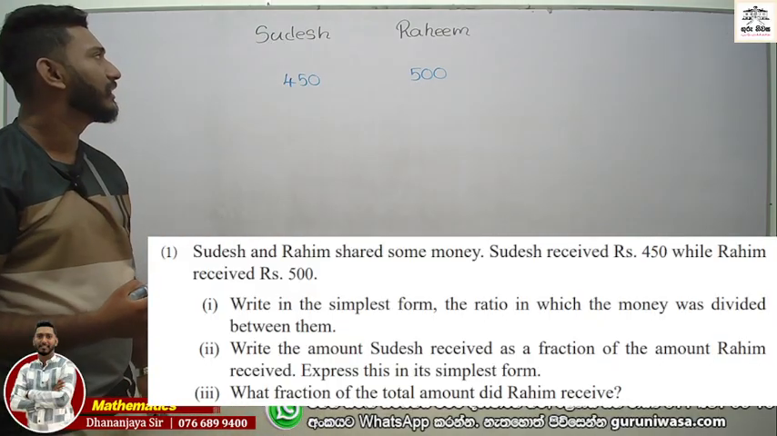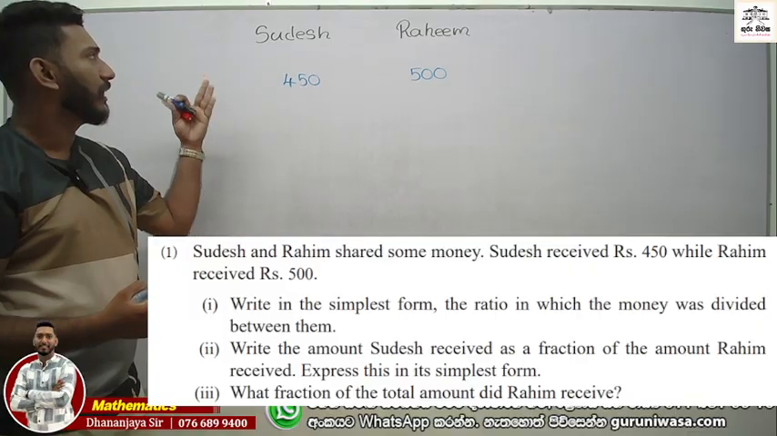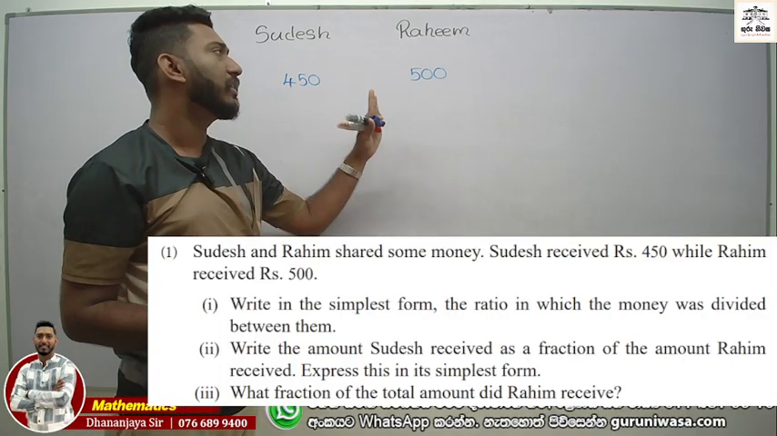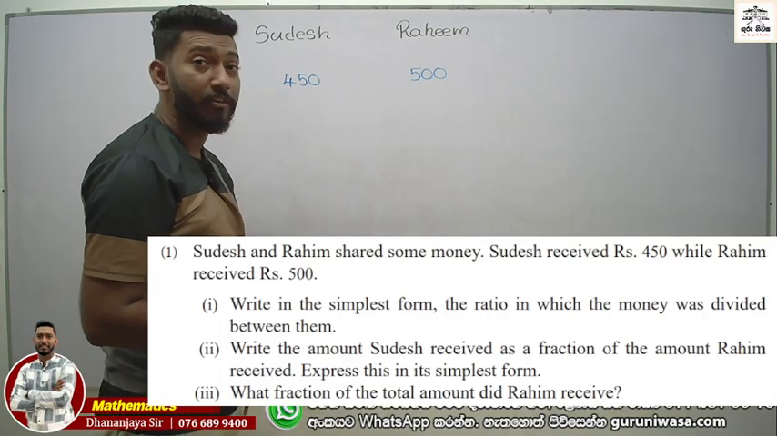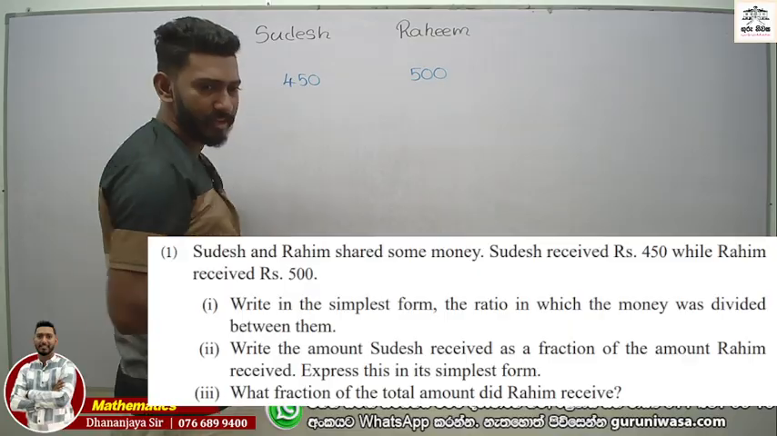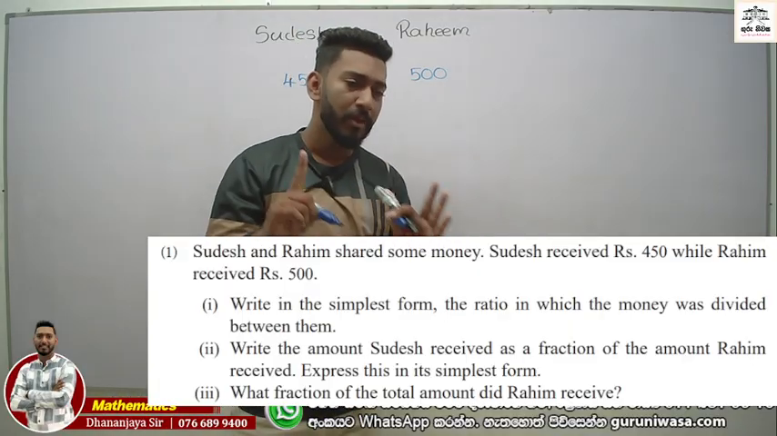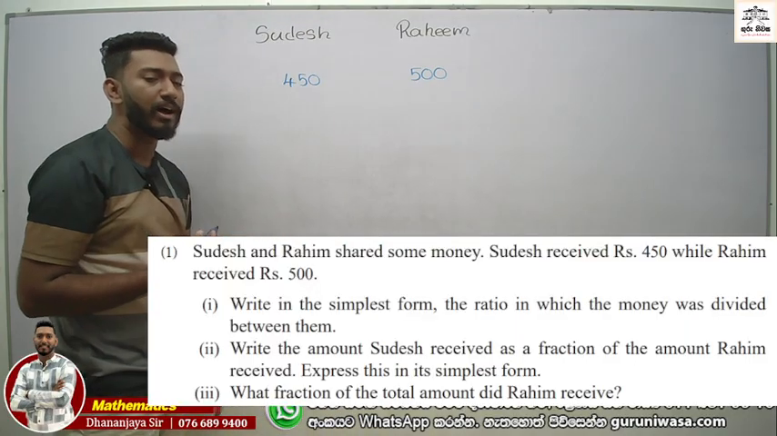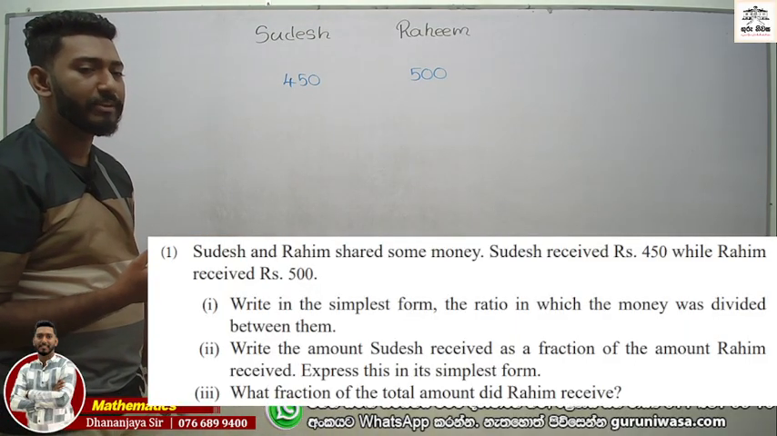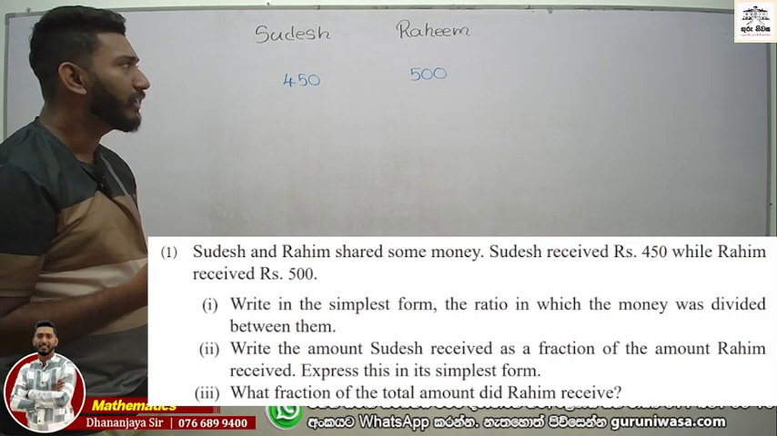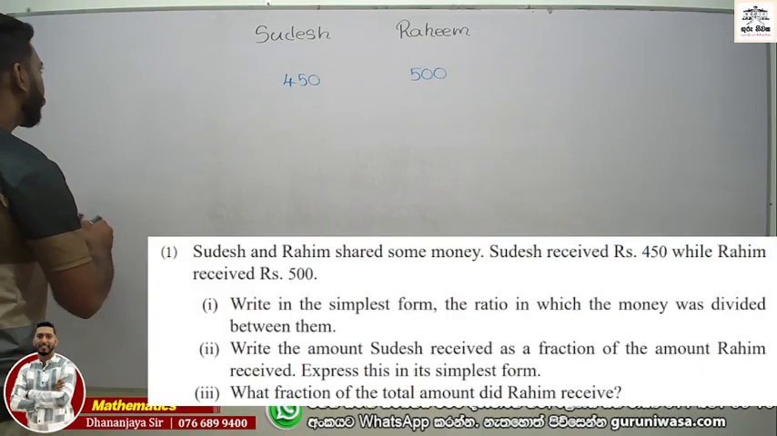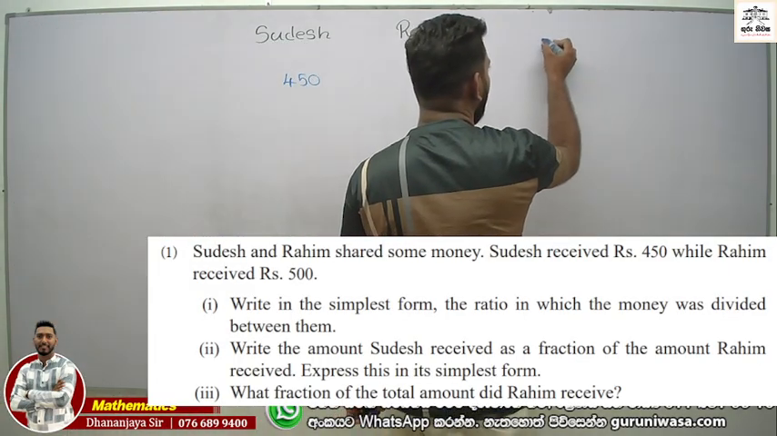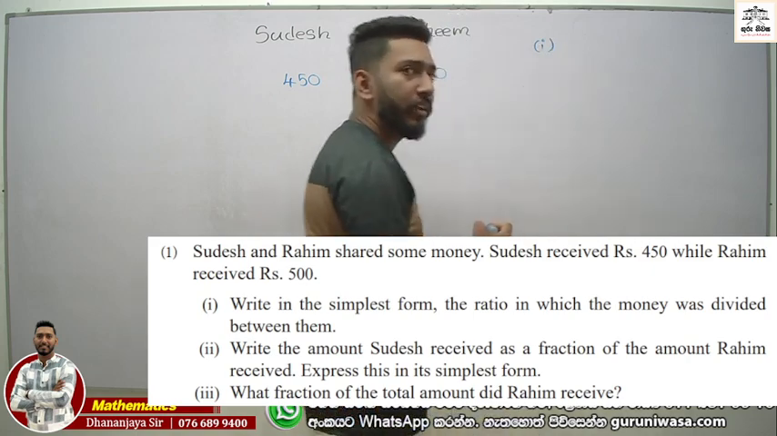Now listen. Now this is a scenario. Sudesh received 450 rupees and Rahim received 500 rupees, right? Now, question number one. Write in the simplest form the ratio in which money was divided between them. Now, the first one is a very easy thing. Now look at the first question. You can write it as a ratio.